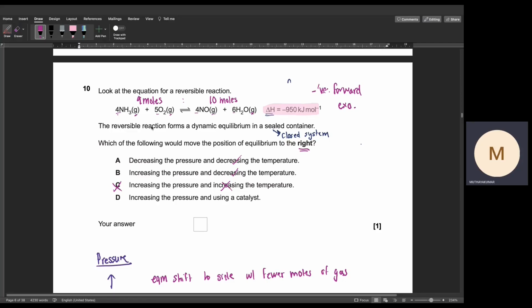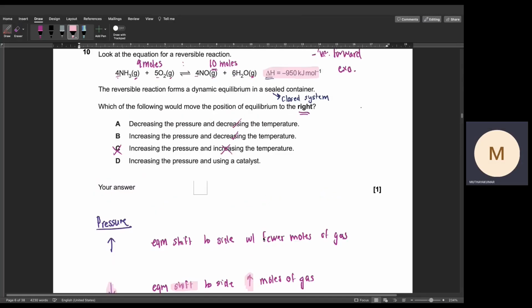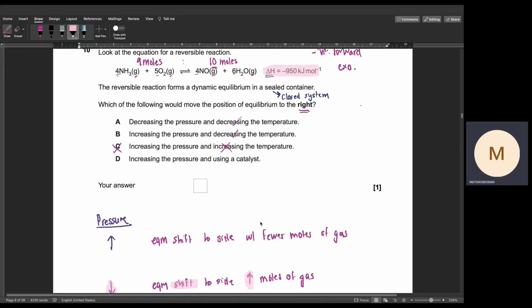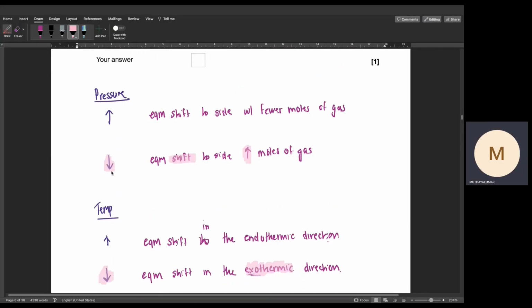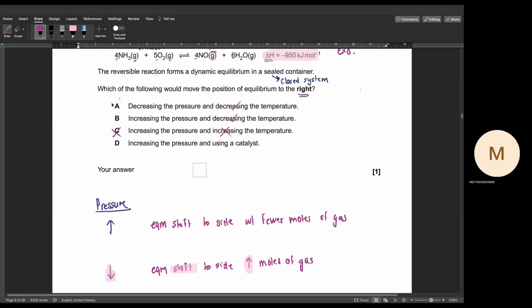If we want to shift the position to the right, i.e. we want to push it to the side with more moles or a larger number of moles of gas, we need to decrease the pressure. So decreasing the pressure shifts to the side which has a larger number of moles of gas. So to conclude, we need to decrease the pressure, decrease the temperature. So the option that matches this is A. Using a catalyst will not shift the equilibrium position. It has no effect on the equilibrium position. It only increases the rate of reaction.